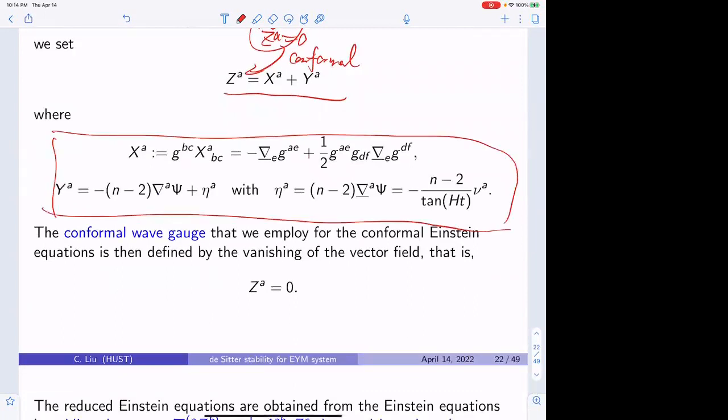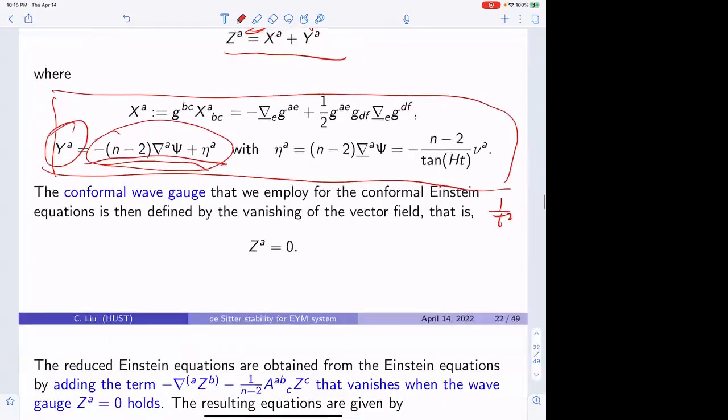You have to very carefully choose the source term of this wave gauge, because if you choose wrong, then your Fuchsian system will fail. Like I said before, you will get the 1/t² term there. So why we choose this source term like this one is because we want to kill the 1/t² term. That's our purpose in choosing this one.